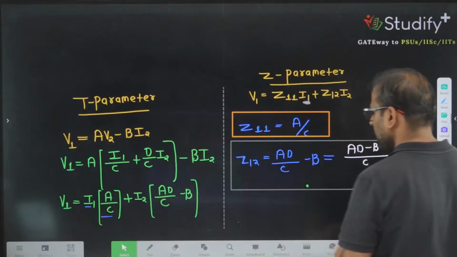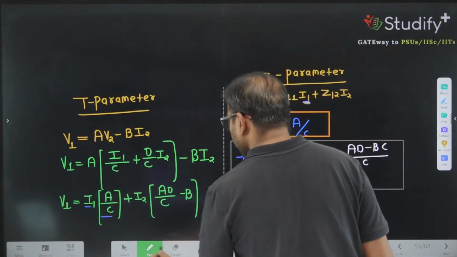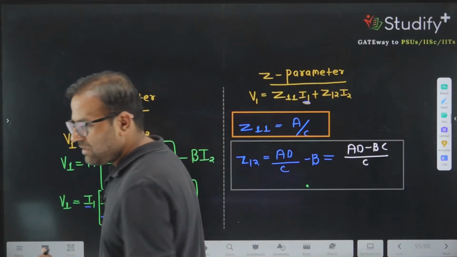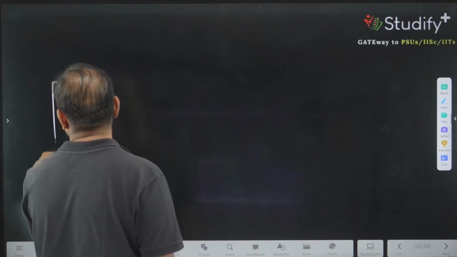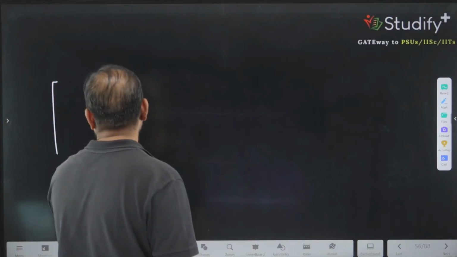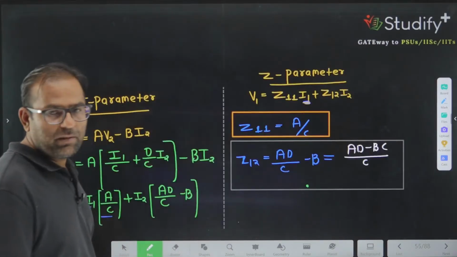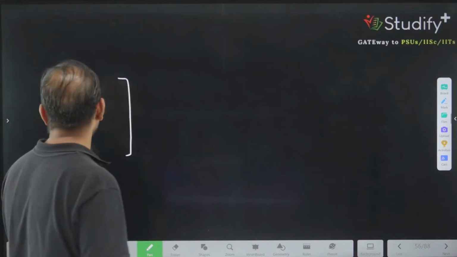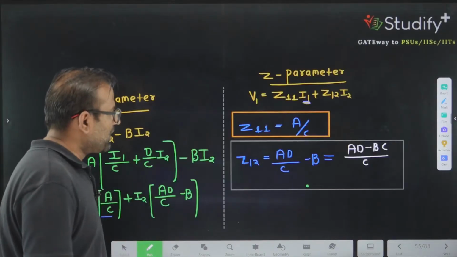This is the relationship between Z parameter and ABCD parameter. So suppose for a given network, you can write Z parameter like this also. If I am talking about Z11, what is the value of Z11? The value of Z11 is A by C. What is the value of Z12?